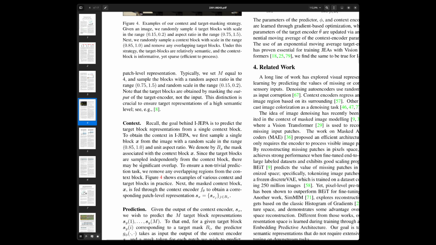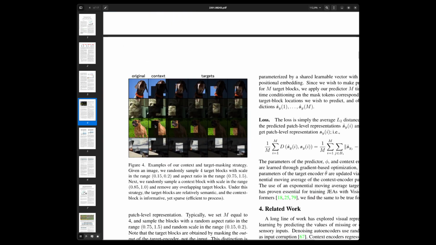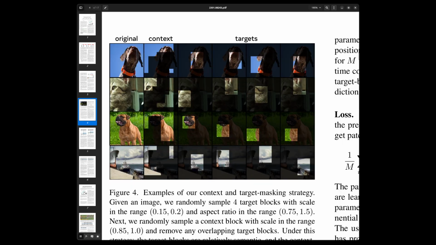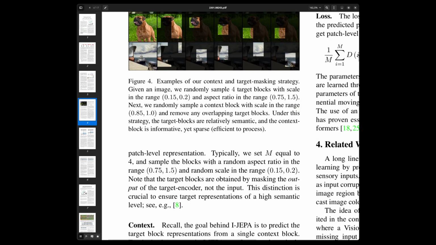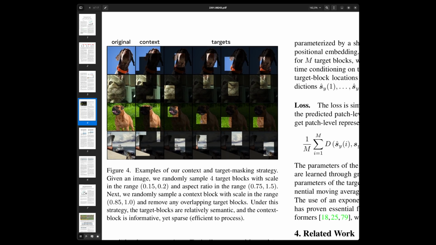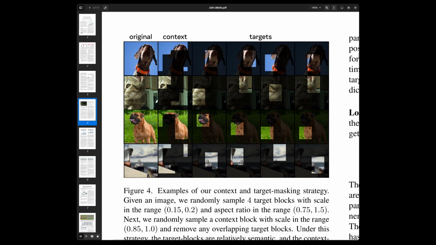Since the target blocks are sampled independently from the context block, there may be significant overlap. Okay, so this is the context, right? So the context is all of this image, right? It will probably be like 100%, there will be some overlap, right? Let's see the examples. No, maybe there is no overlap. But this is not 85% of the image, because they say that the context block is between 85 and 100. By looking at it, this is like 50% of the image. Maybe 60. So let's say 60.